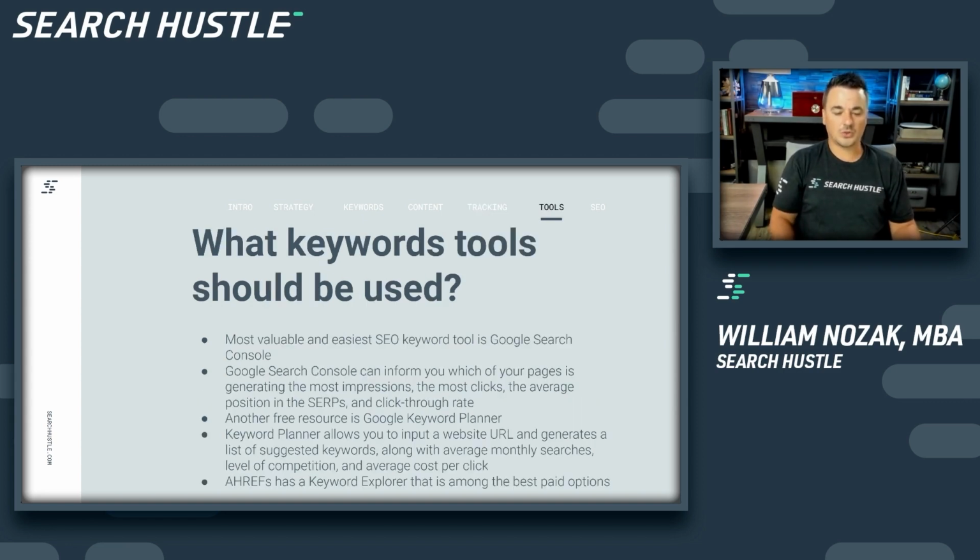So what keyword tools should be used? The most valuable and easiest SEO keyword tool is Google Search Console. Connect your website with Search Console in the DNS, just a little TXT record. We'll show that in the video. And then you're going to get all kinds of great data.